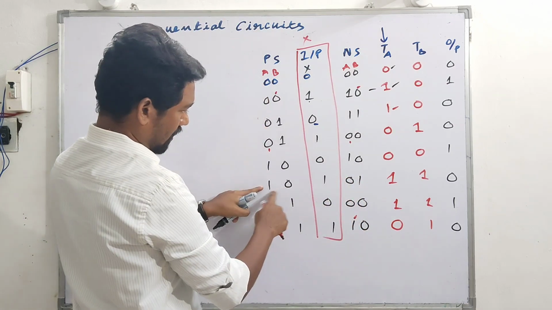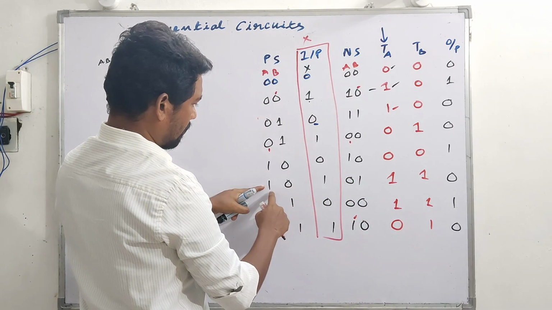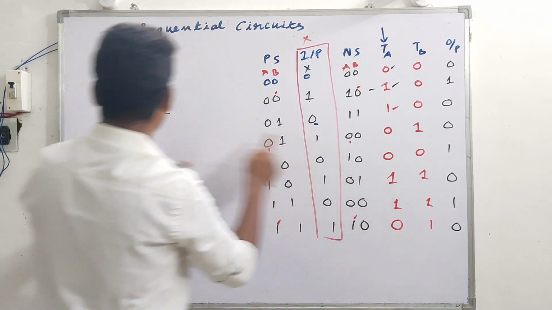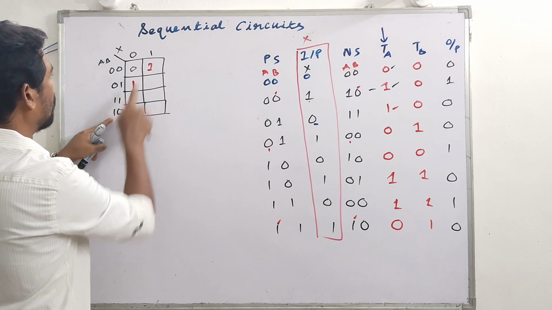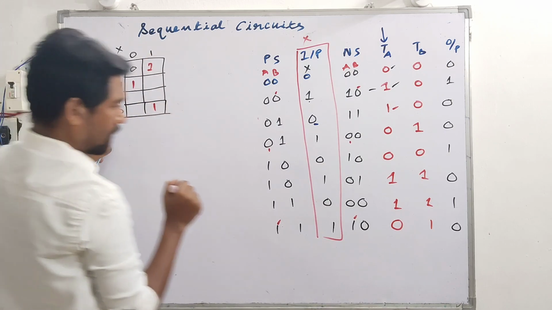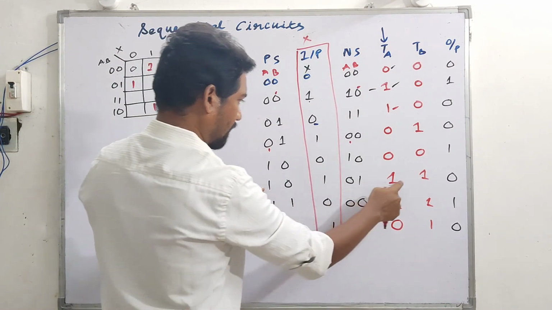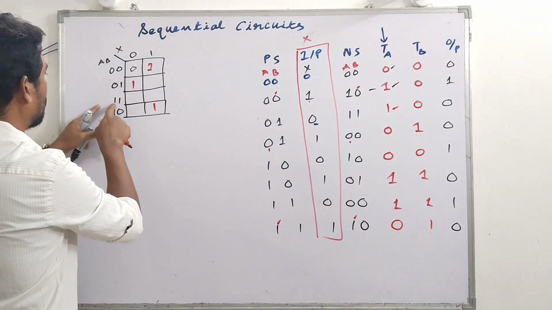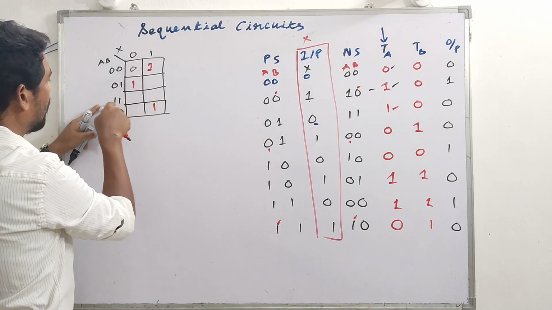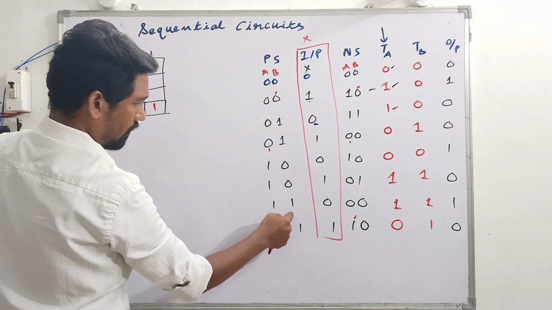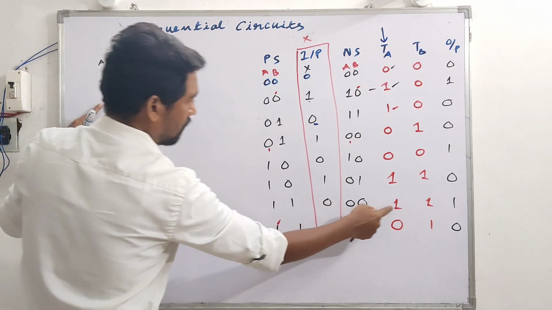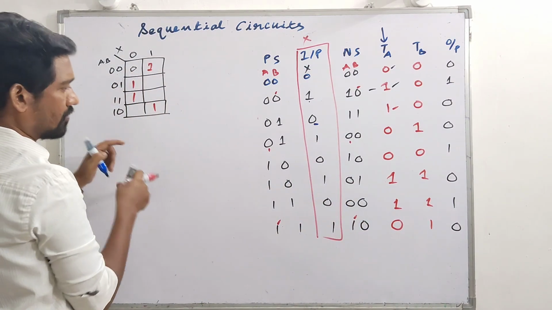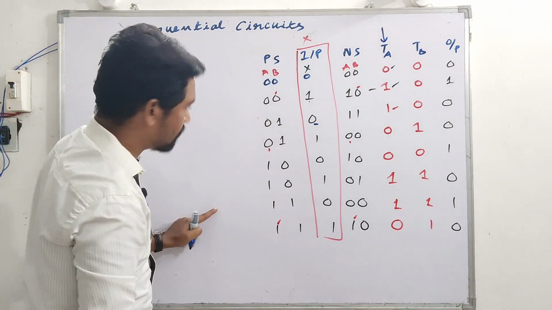And with the other one, 1 0 1, we have a 1. 1 0 1, we have a 1 over here. This one, 1 1 0, we have a 1. Which 1 1? 1 1 0, we have a 1. Now the rest of the cells are filled with 0.